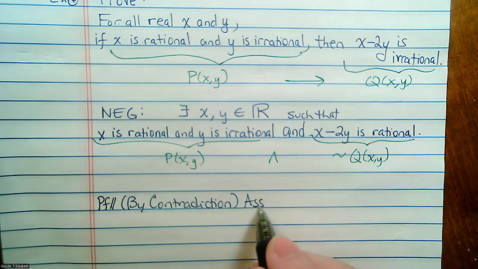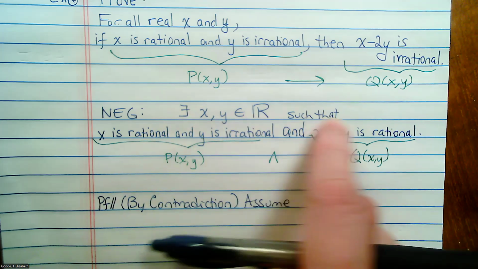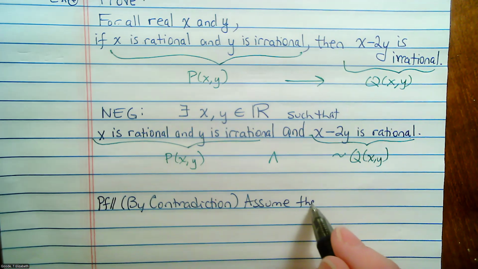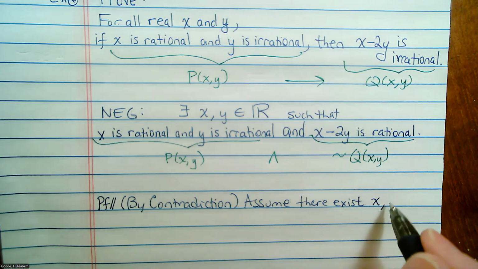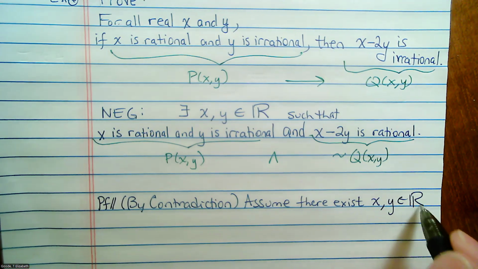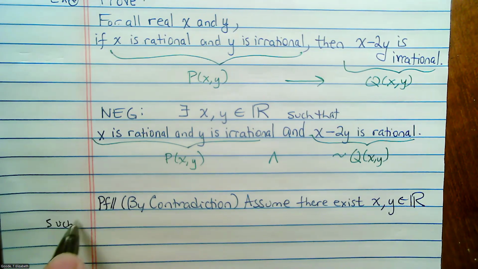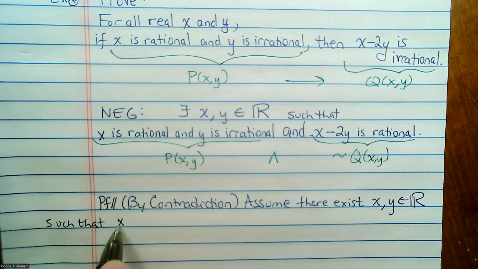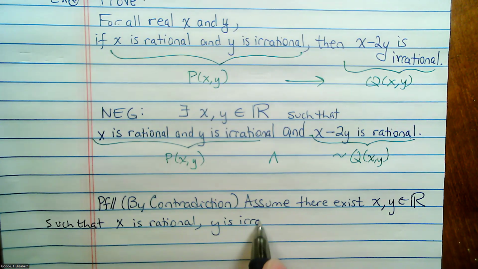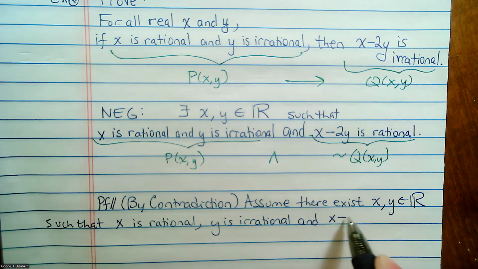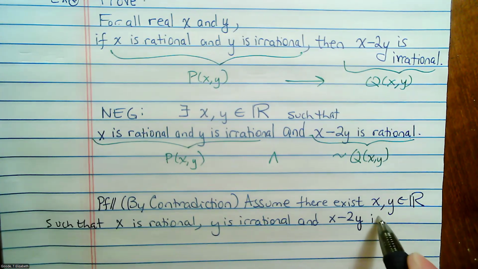So let's assume the whole negation. There exists x and y in the reals such that x is rational, y is irrational, and x minus 2y is rational.